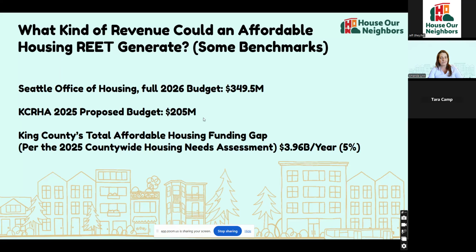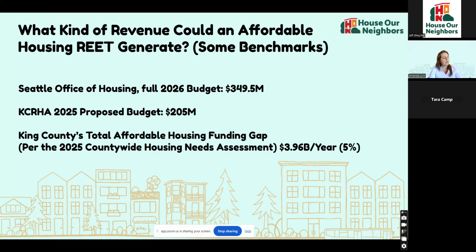It's also pretty much equivalent to the proposed budget that the King County Regional Housing Authority had put together for 2025, right? So these huge agencies that are mapping what they think they need, it's really telling how much this could generate to support our housing goals as a community. And that's not to say that we should use an affordable housing REIT to fund a city office of housing or anything like that. I just wanted to give us a dollar amount that we could compare it to.